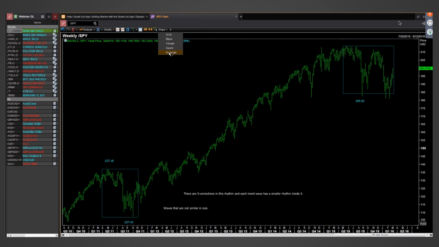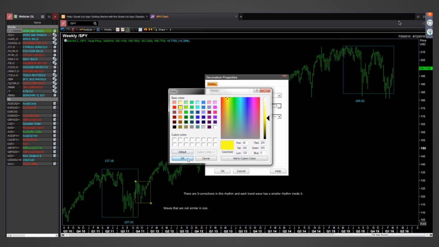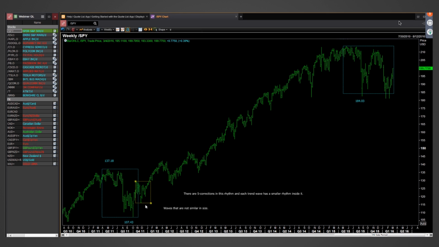So what we're going to do is take another rectangle, measure this, and make it a little bit more exact, and then change the color of it. I identify different rhythms with different color boxes. So when the market makes a new high and goes above this rhythm here, this is a new rhythm, and it has to go above its correction wave, in other words, where it began before.